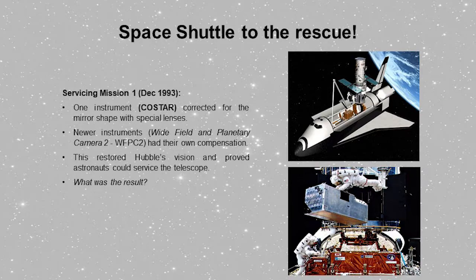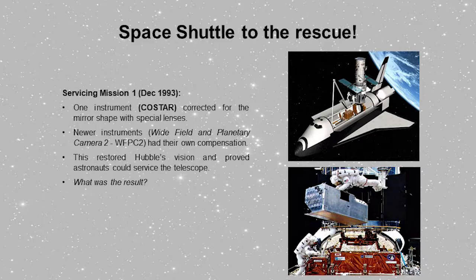The idea behind servicing mission number 1 in 1993 was for the Space Telescope to be serviced as originally planned by the Space Shuttle. The idea was that one of the main instruments in the rear of the telescope would be removed and another special instrument would be inserted with corrective lenses.